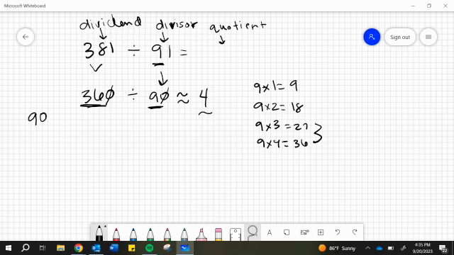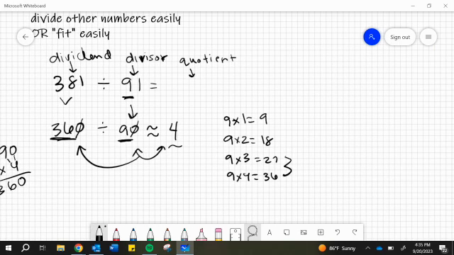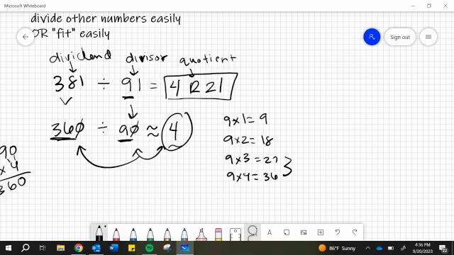I could come to the side and just do a quick math check by multiplying 90 and 4, which would give me 360. 0 times 4 is 0. 9 times 4 is 36. So that is the right answer. And our true answer, if we were to set it up in long division, which we'll learn shortly, 381 divided by 91 is actually 4 with remainder 17. So using estimation, we know that our answer is going to be around 4, and that is true because our quotient is 4 remainder 17.